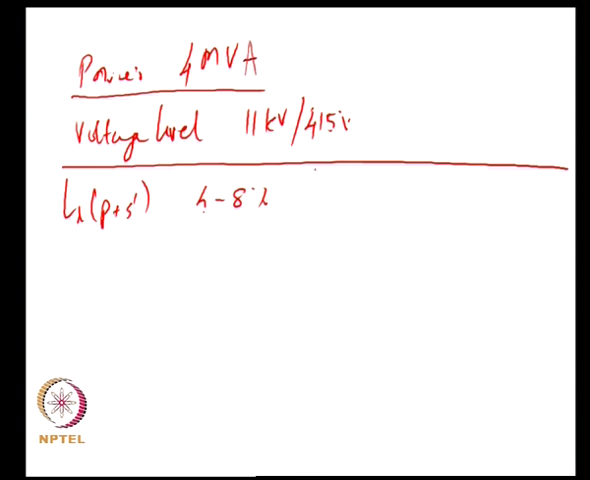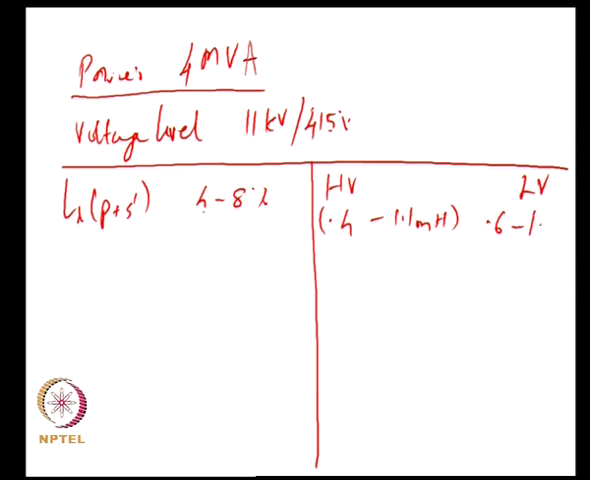If you look at what this particular value is on your high voltage side, you are talking about say 0.4 to 1.1 millihenry on your high voltage side. On your low voltage side, you are talking about say 0.6 to 1.6 microhenry of inductance.